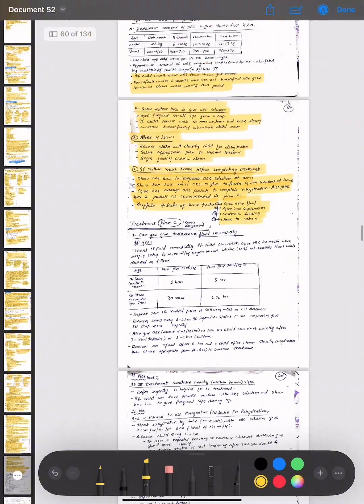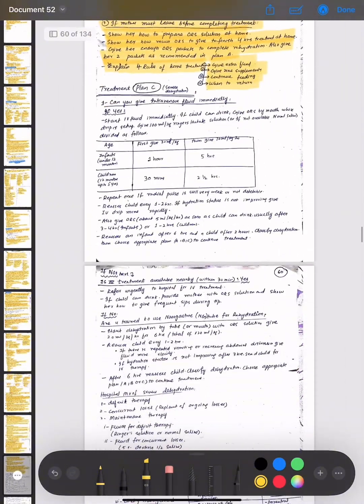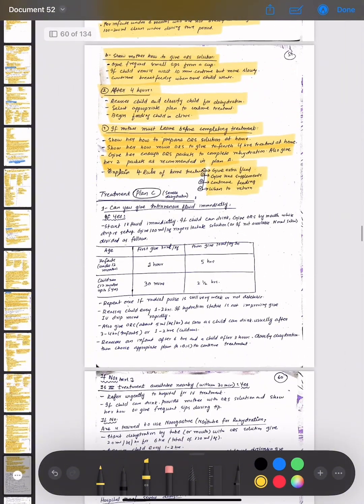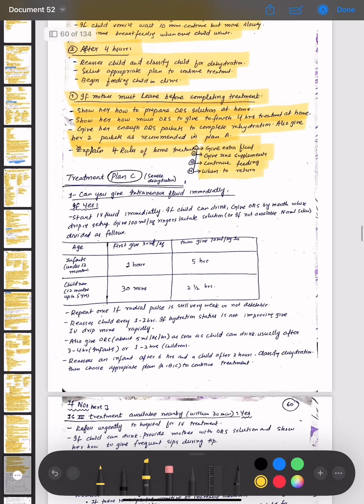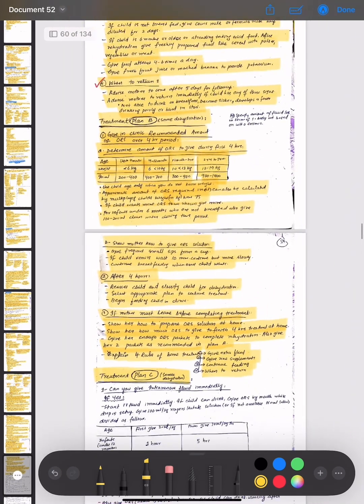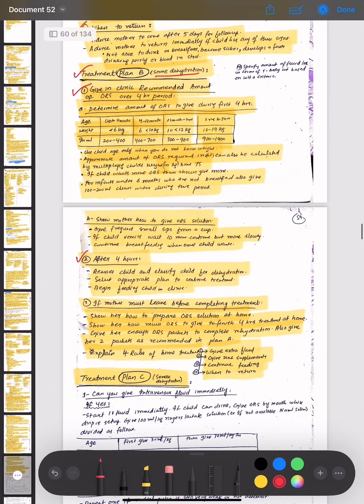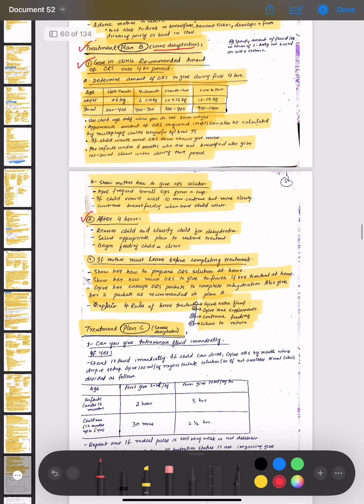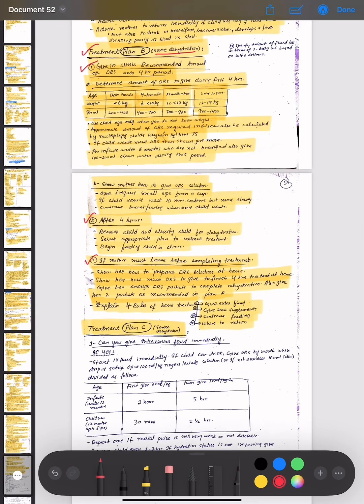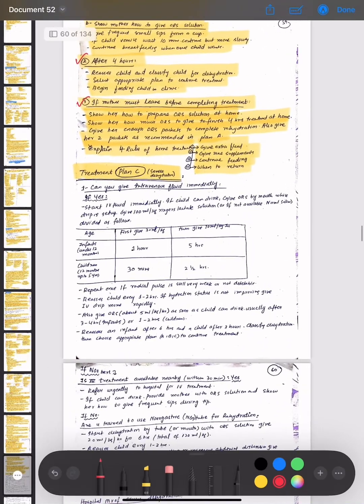Then we have treatment plan C, which is for severe dehydration. Let's revise what was in treatment plan B. It was for some dehydration, and first of all, give in clinic the recommended amount of ORS over a 4-hour period. Then after the 4-hour period, reassess the child, and the third step is, if the mother must leave before completing the treatment, show her how she will manage the patient at home.